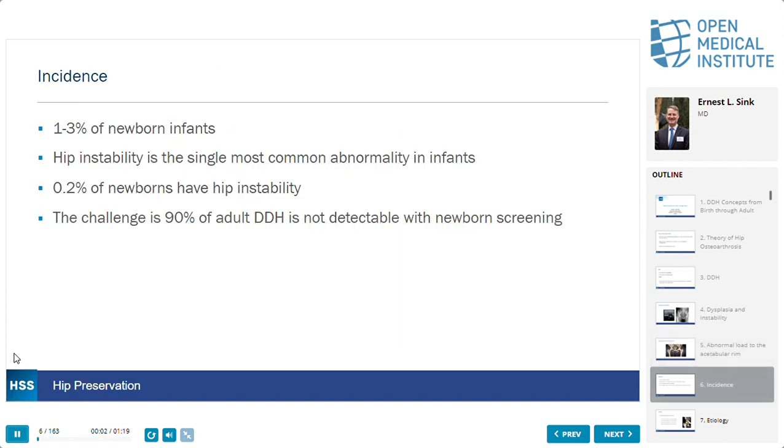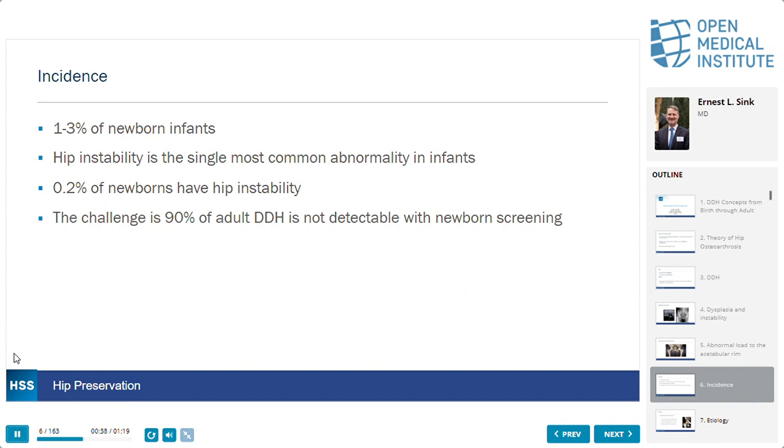Incidence in general is 1 to 3% of newborn infants. Hip instability is the single most common abnormality in infants. Unless you take all of cardiology together, it is the most common. So the pediatric specialties, I think, should focus more on it, and perhaps that would be good. Who has screening in their country that is selective, just for those with risk factors? Who has universal ultrasound screening? Yeah, you guys are much more advanced.